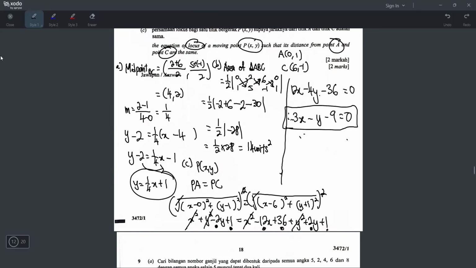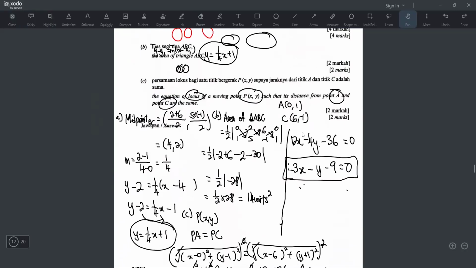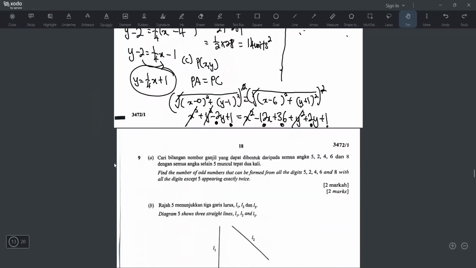Okay? Because I told you already, right? The locus P will be a perpendicular bisector. It's actually a straight line. This locus is actually a straight line, cutting A and C in the middle. Because they say distance same, right? If the distance not same, if they give you ratio, and if the ratio is different, then it's not a straight line. Okay, so that's how you do it. Yep, that's all.